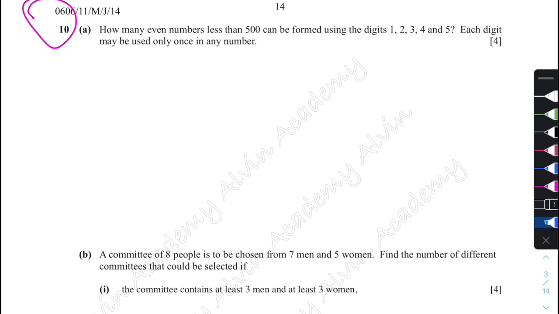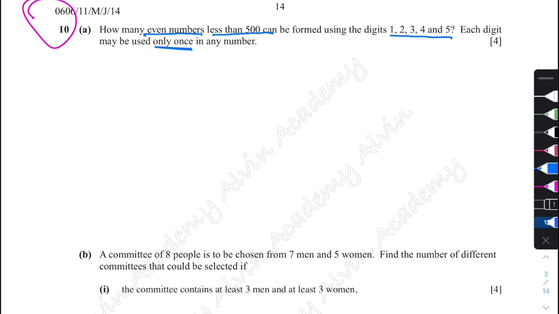All right, so now I'm going to talk to you about the tricks that you need to answer permutation and combination questions, okay? So now let's start with the very first question. This is a paper that came back in 2014, May, June, paper 1 of maths. It says: how many even numbers less than 500 can be formed using the digits 1, 2, 3, 4, and 5? Now, each digit can be used only one time. All right. Now, you want to get even numbers less than 500, right?